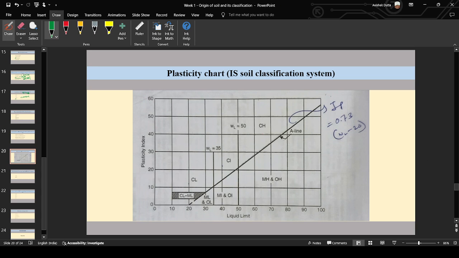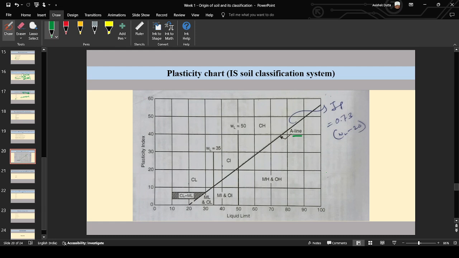This is the A line, as we can see over here. The equation of this line is IP = 0.73 × (WL − 20), where WL is the liquid limit and IP is the plasticity index.